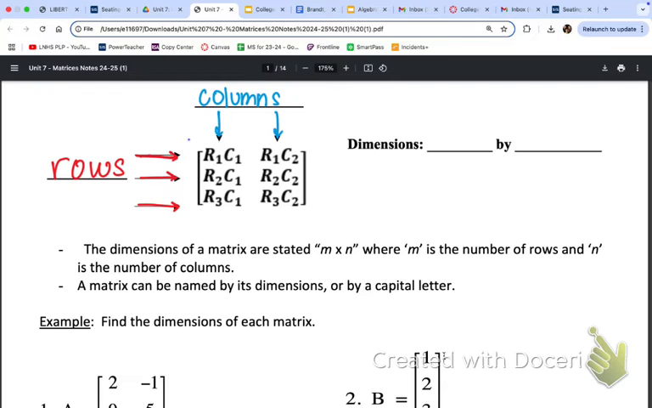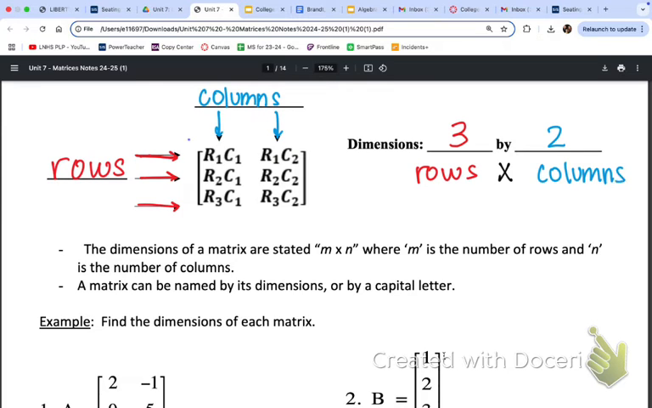You use columns to build things in architecture. So this particular one is 3 rows by 2 columns. We always do the rows first. We'll say rows, and then there'll usually be an X, like a multiplication sign, by the columns.